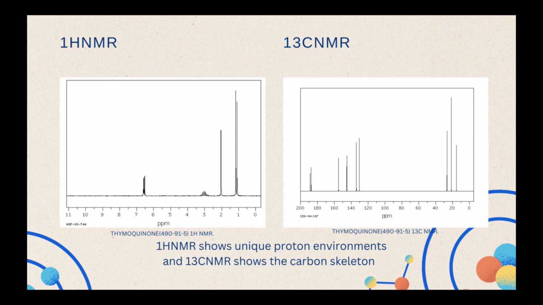CNMR allows us to understand the outline of the carbon skeleton. In this graph, we can see that there are 10 signals. Therefore, we understand that there are 10 carbon atoms in this compound.